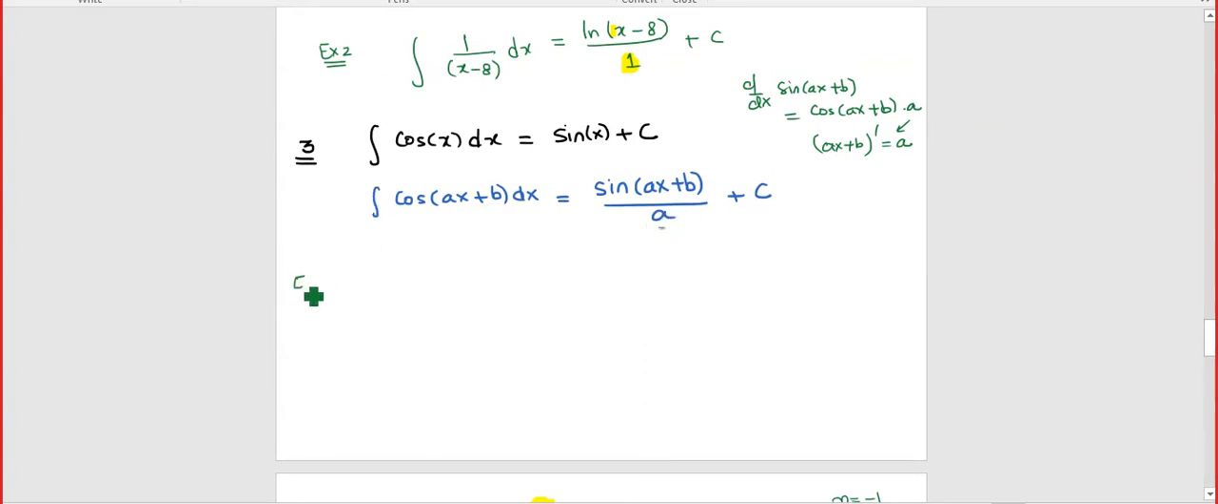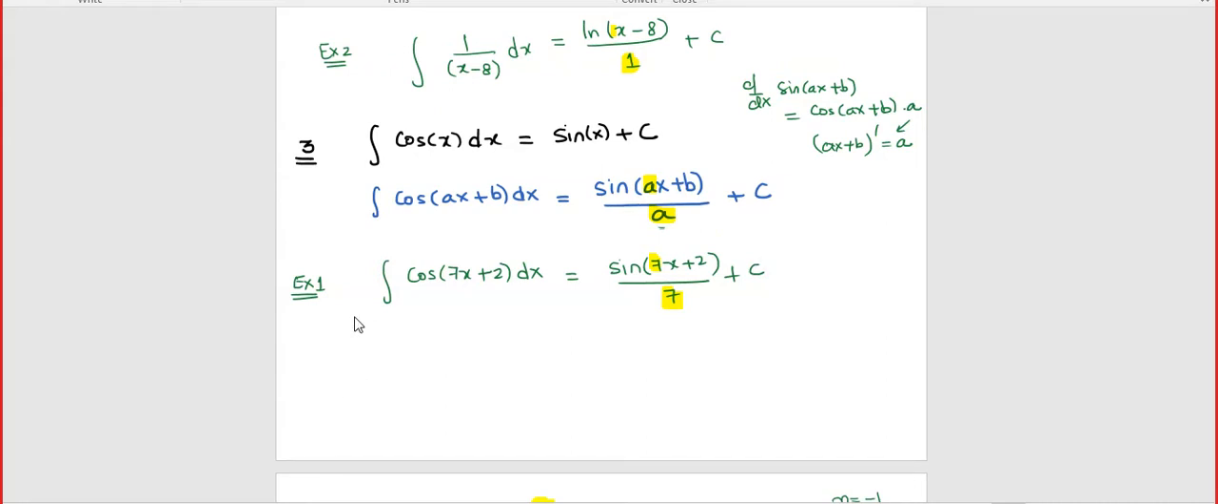So again you can see the application of this, say integral of cosine of 7x plus 2 dx. So it will be sine of 7x plus 2 over 7 plus c. Just the direct substitution of the formula. Whatever it was, a, it becomes a.